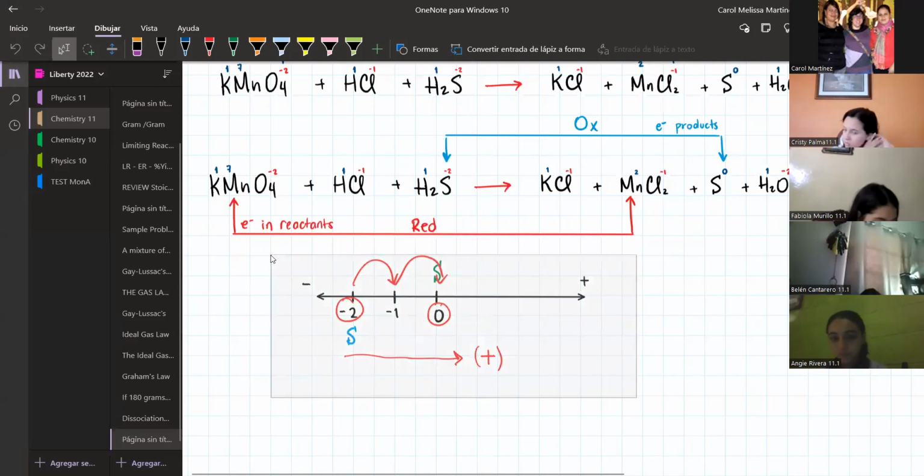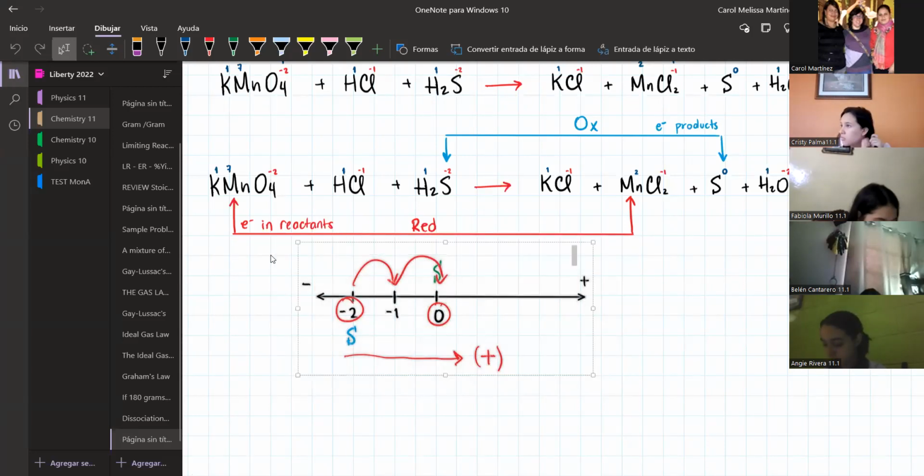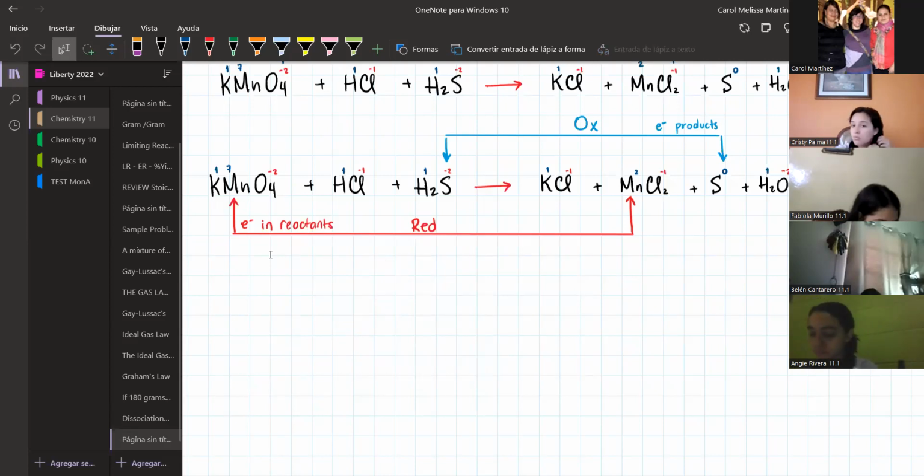So that is an increase in oxidation number. It's like you had a debt and now you don't have it, okay? That means that you don't have negative numbers in your financial numbers, they are not going to be negative anymore, more or less like that. So after this, we are going to write the half reactions, okay?